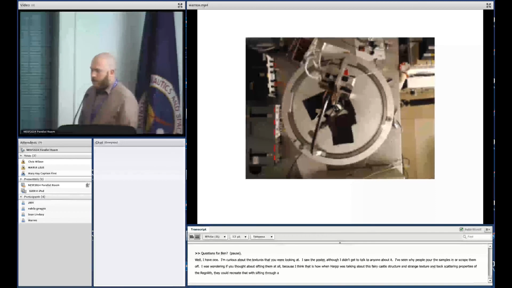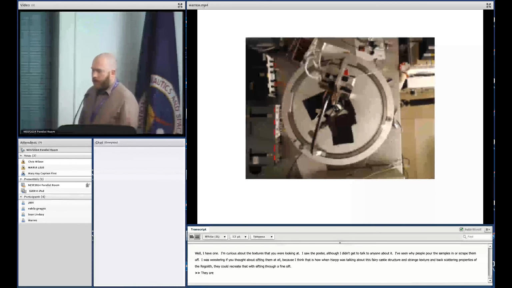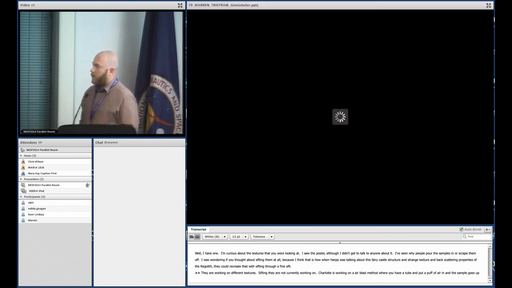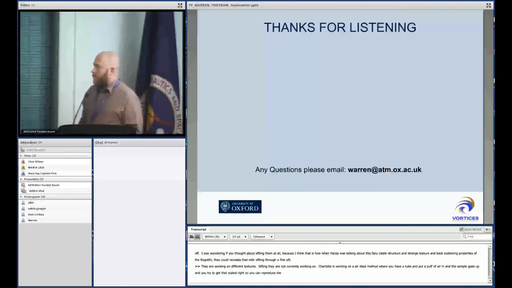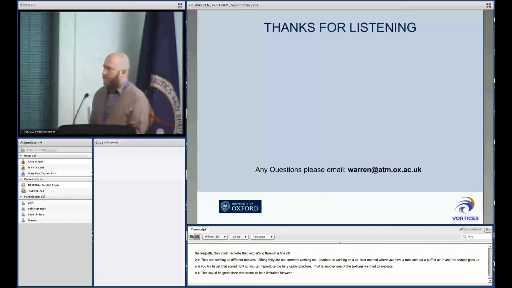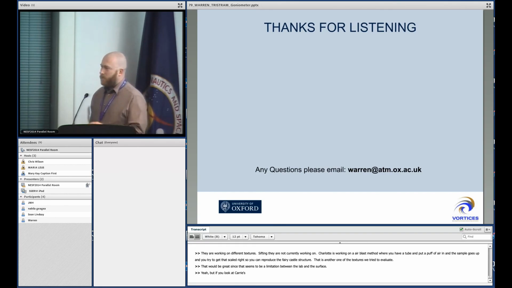Yeah, so they are working on different textures. Sifting, I don't think, is one that they're currently working on. One of the other DPhil students there, Charlotte, is working on the air blast method, where you have a tube and you put a puff of air in and the sample goes up, and then you try to get that scaled right so that you can reproduce the fairy castle structure. So that's another one of the textures we try to evaluate. Yeah, that'd be great, since that seems to be a limitation between the lab and the surface. Yeah, but if you look at Carrie's poster, there's not huge differences, even though there are some pretty big differences in sample preparation techniques. Yeah, okay, great.